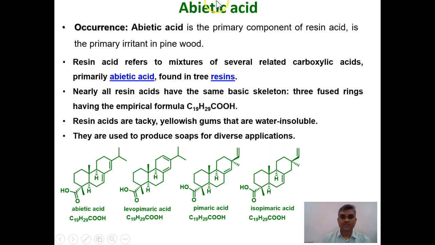Now let us see where we get abietic acid from. The major source of abietic acid is resin acid, which is present in pine wood. Resin acid refers to a mixture of several related carboxylic acids with abietic acid as a primary component.